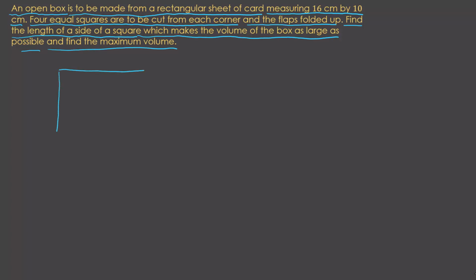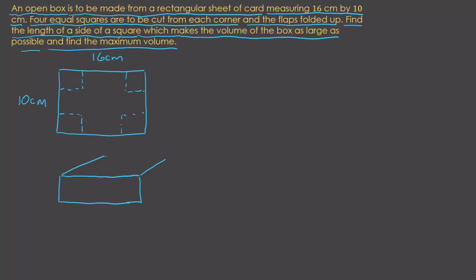So if this is our rectangular sheet of card and it's 16 centimeters by 10 centimeters, what we're doing is cutting a square from each corner like so, and then we're going to fold up those flaps to produce a box. Now it doesn't have a lid, but it does have a bottom.